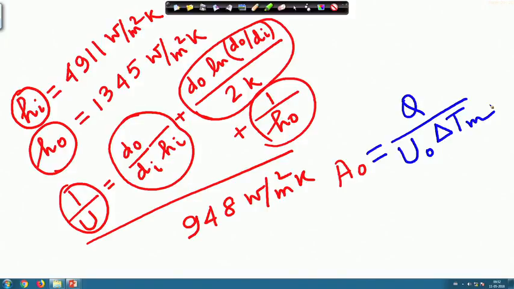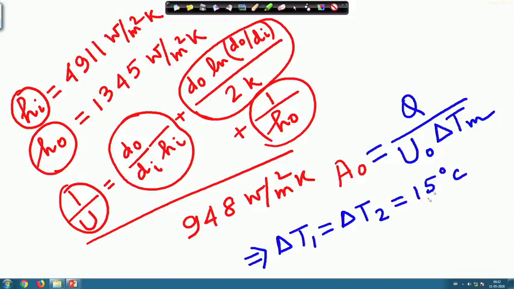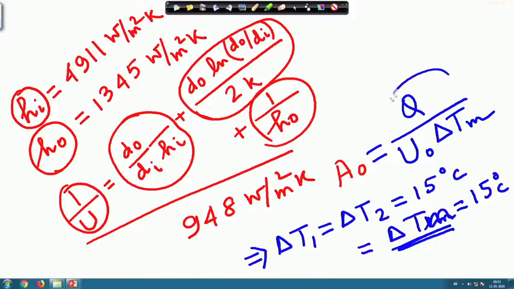Here in this case, if you look at, you will find that delta T_1 is equals to delta T_2, and that is equals to 15 degree centigrade, and so both delta T log mean is equals to delta T mean, and it is coming out to be 15 degree. We do not go for the log mean temperature difference, we go for only the mean temperature difference. So, here this comes out to be 15 degree, and from there we would be able to find out the heat transfer area.